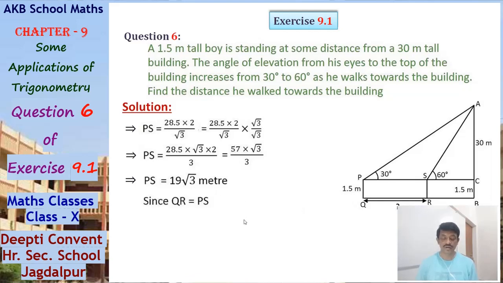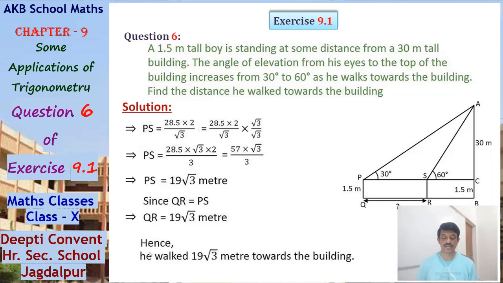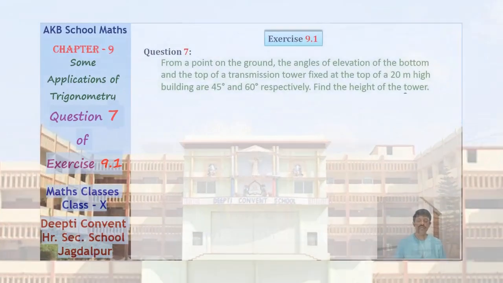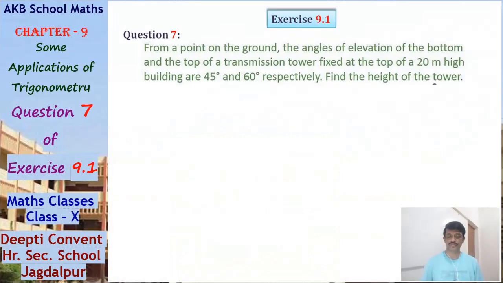Since QR equals PS, that is QR equals 19 root 3 meter. That is our requirement. Hence the tall boy walked 19 root 3 meter towards the building. This was the solution of question 6 of exercise 9.1. Now question 7 of exercise 9.1.